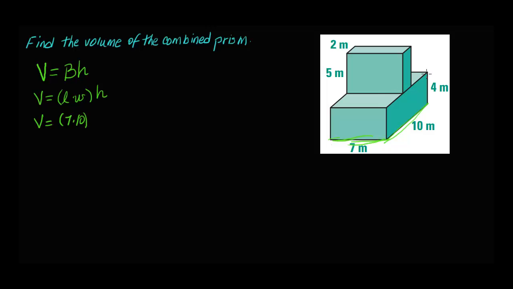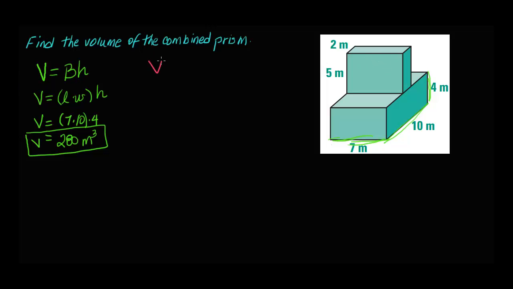And the height of this box is, how tall is this box right here? It's 4 meters, times 4. So 70 times 4 is equal to 280 cubic meters, and that would be the volume of the box. Very simple. Now let's do the volume of the box that's on top.